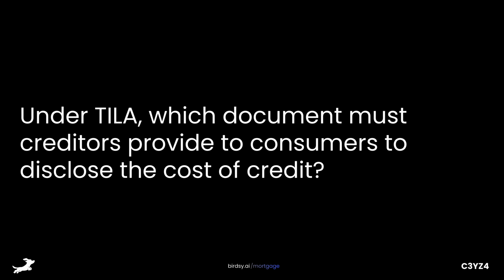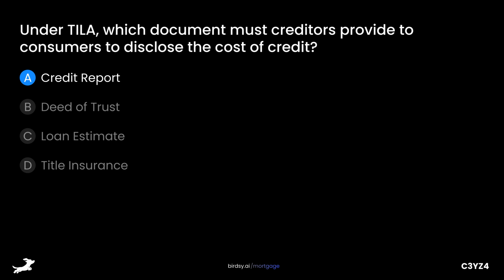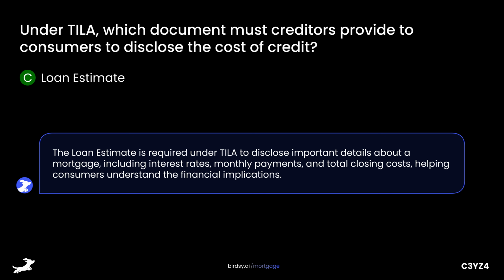Under TILA, which document must creditors provide to consumers to disclose the cost of credit? Is it A, credit report, B, deed of trust, C, loan estimate, or D, title insurance? The answer is C, loan estimate. The loan estimate is required under TILA to disclose important details about a mortgage, including interest rates, monthly payments, and total closing costs, helping consumers understand the financial implications.